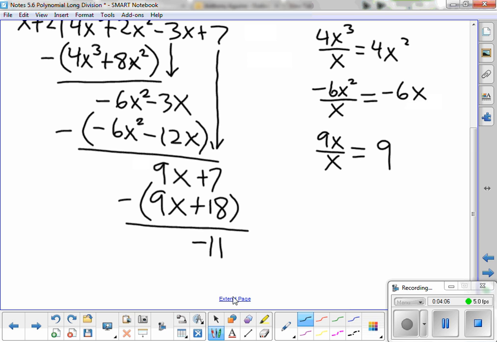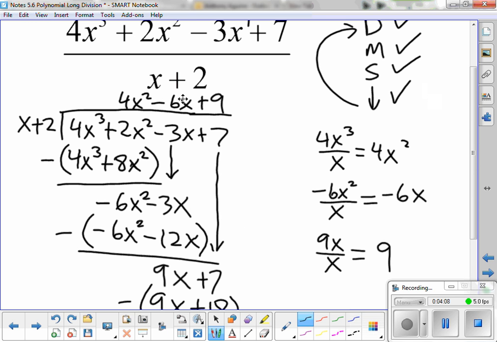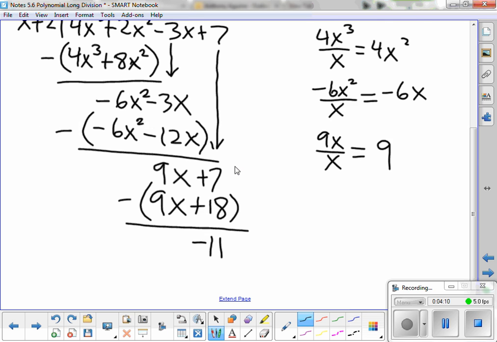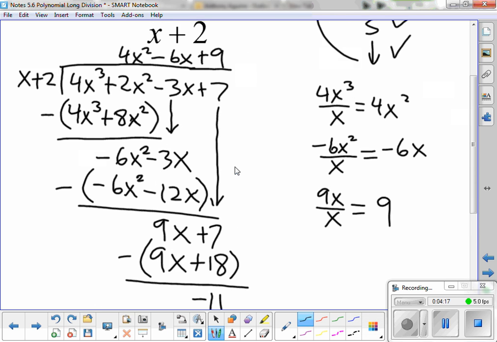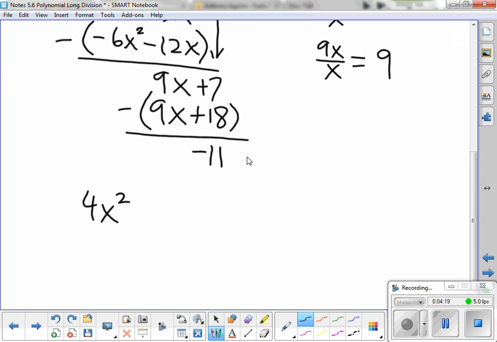So the way you're going to write your answer is you're going to write this thing, 4x squared minus 6x plus 9. So let's write that. So 4x squared minus 6x. Yep. Minus 6x plus 9.